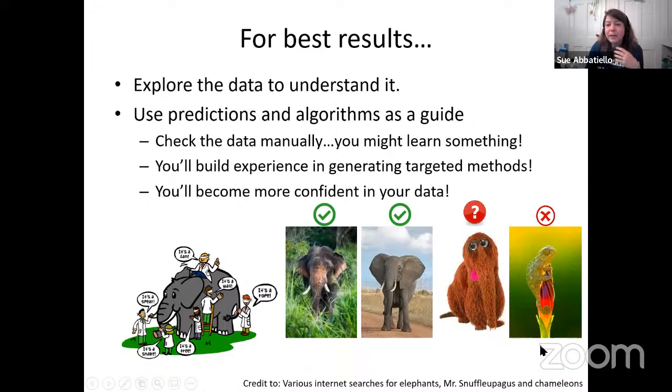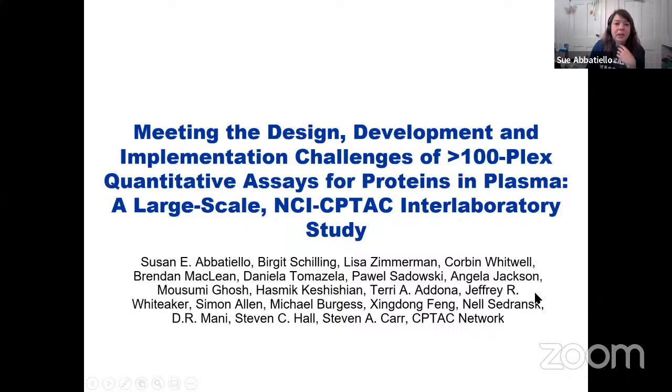Or sometimes the data are clear enough where you're just not misidentifying something. So let's see, I'm going to pause there and see if we have questions before going into the next phase.